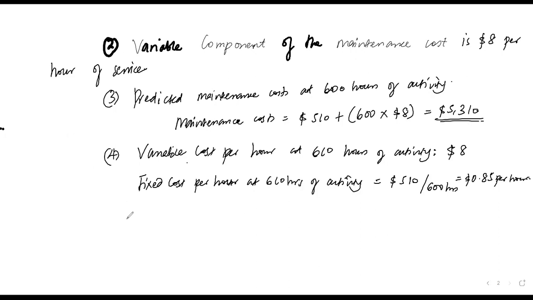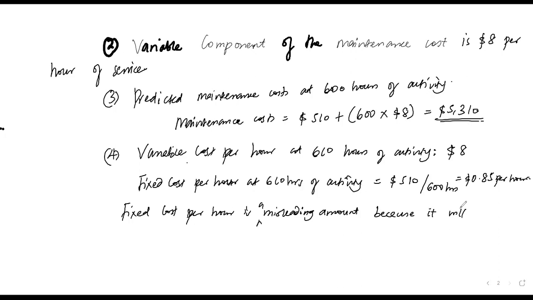Why is this misleading? Of course, the fixed cost per hour is a misleading amount, because it will change as the number of hours changes. The fixed cost per unit will decrease as your output is increasing. So it's not constant as the variable cost per hour.